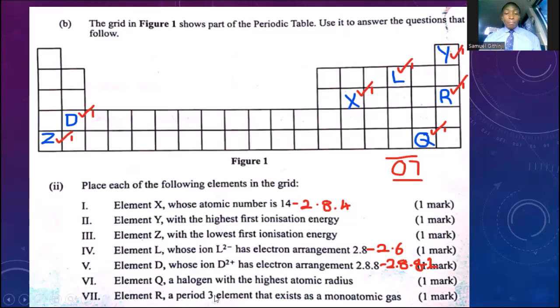Element R is in period 3 and exists as a monoatomic gas. The only elements we know that exist as monoatomic are the group 8 elements. So we only need to follow period 3 up to the end, and then we indicate R. That is how you get 7 good marks, my student, for part B, Roman 2. It is easy to locate the position of those elements. If the student decided to mark the elements with their actual symbols, well and good, it was still correct. Otherwise, we move on now to question 2.